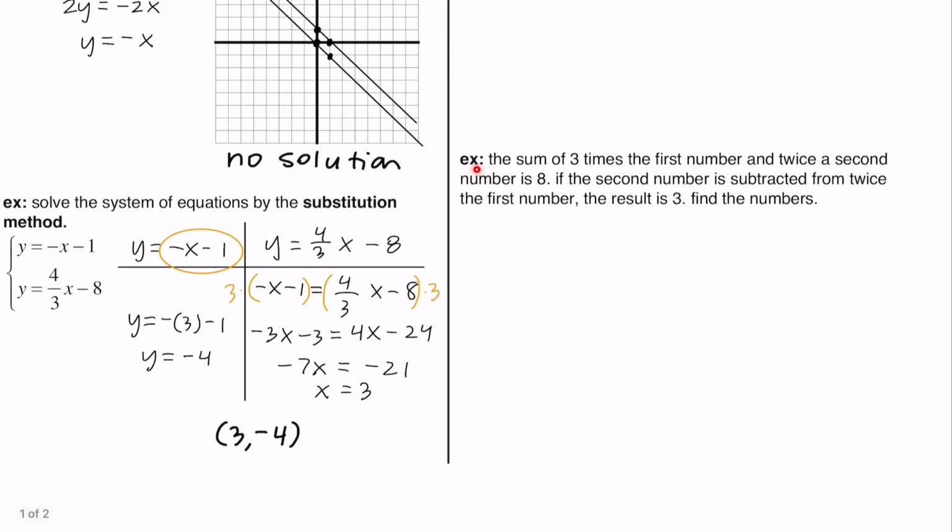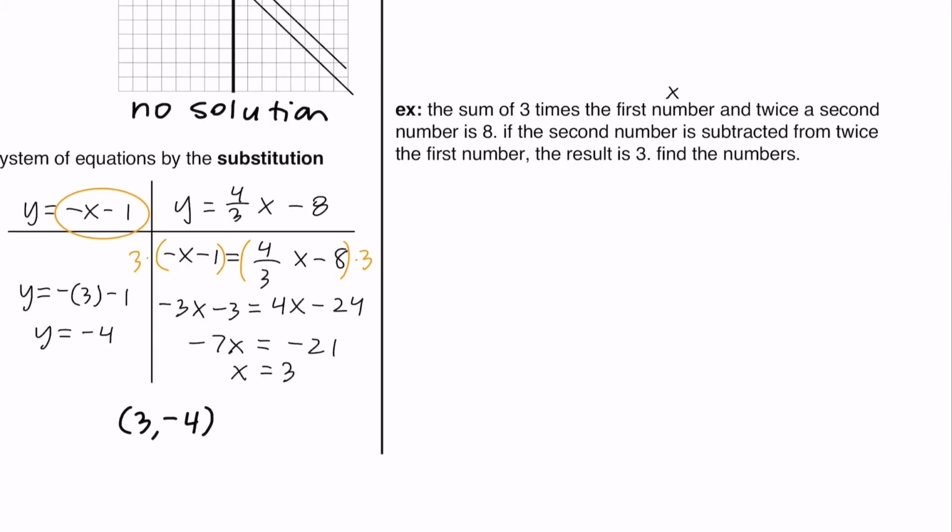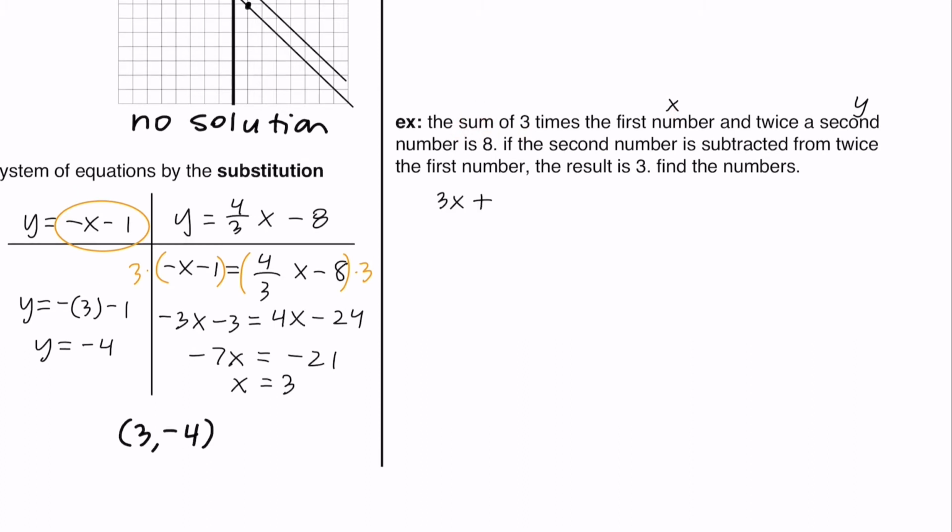solutions. This example says the sum of 3 times the first number and twice a second number is 8. If the second number is subtracted from twice the first number, the result is 3. Find the numbers. I'm going to start with the first equation. Let's think of the first number as x and then the second number as y. It says the sum of, and then 3 times the first number, so we'll start with 3x. And since we have the word sum, I put a plus. And then we're going to do twice the second number, so that's going to be 2y. And the sum is equal to 8.